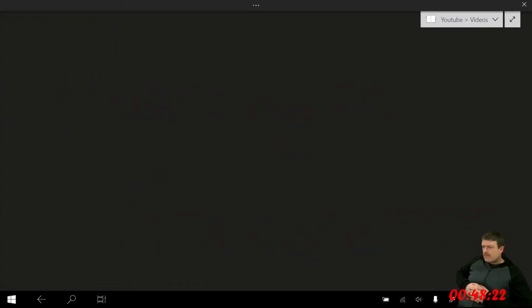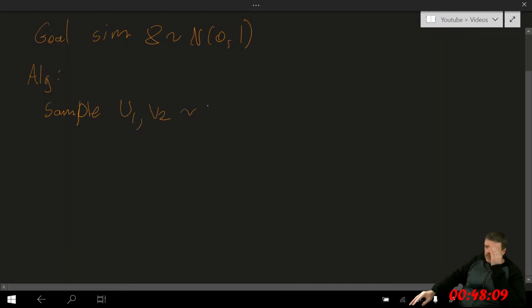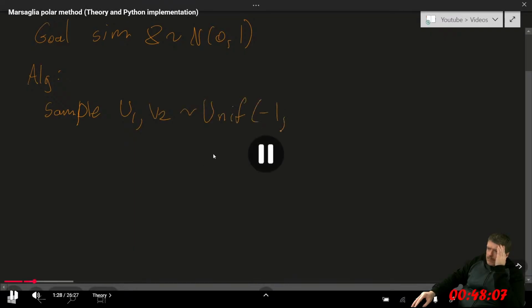Okay, now I'm ready to go through the theory. So our goal is to simulate x from a standard point. The algorithm which we will use to do this is this Salia algorithm. Here we sample u1, 2 from a standard. Oh, sorry, I standard from uniform minus 1.